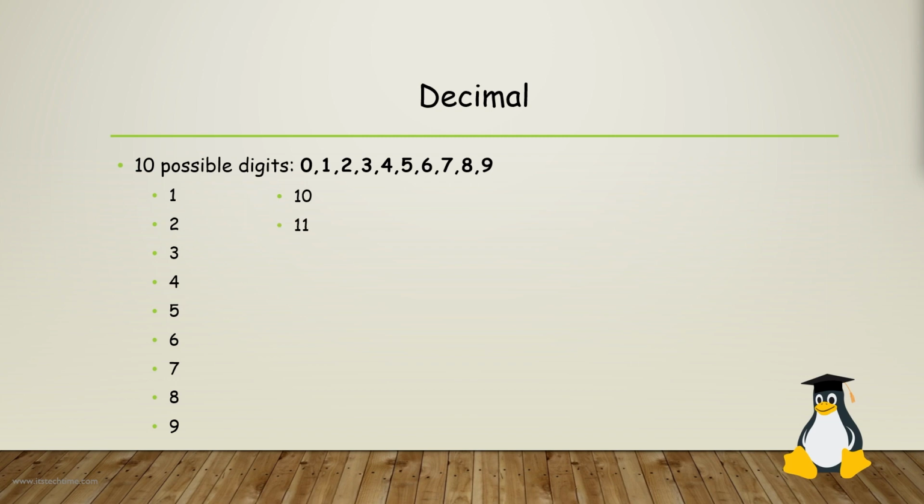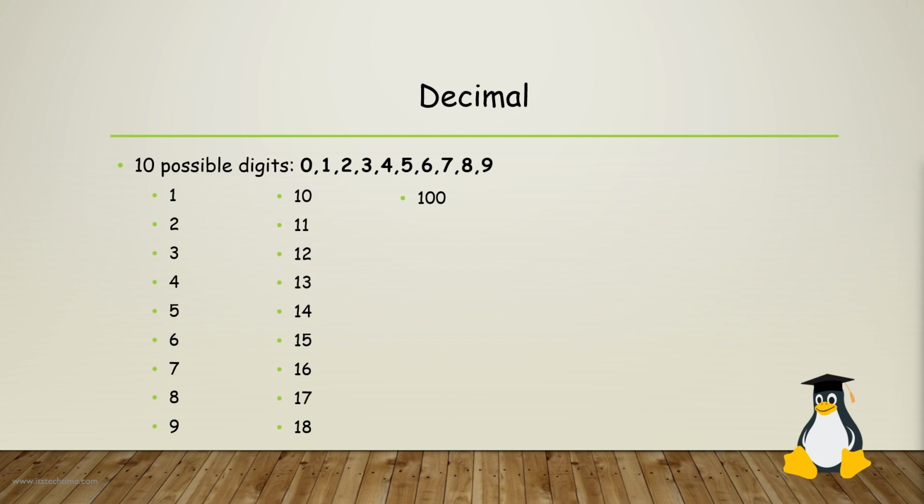So you get 10, 11, 12, and you just keep going until you get to 99. So when you get to higher numbers like 100, what 100 means is 1 value of 100, 0 values of 10, and 0 values of 1. And it just keeps going until you get to 200 and 300 and so on. And that was a real simple, quick view of how the decimal system works.